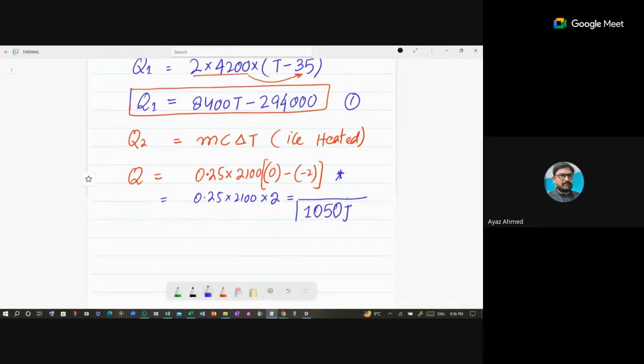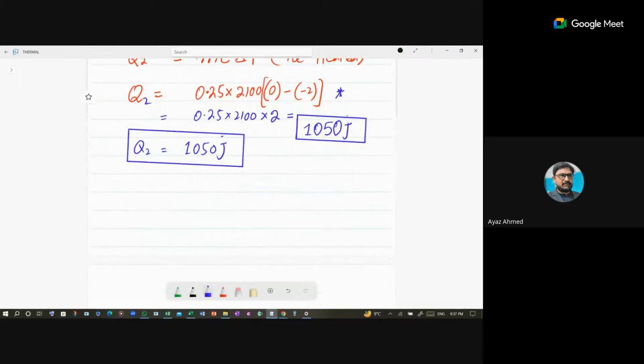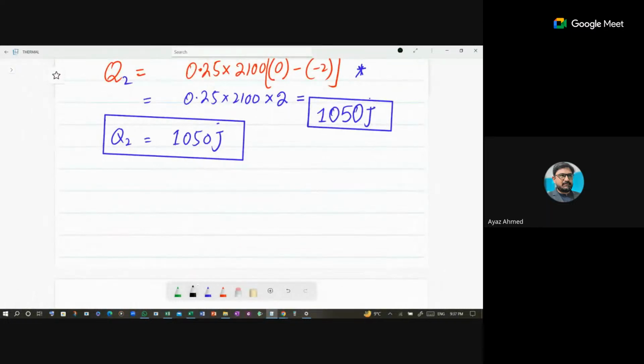वही लिखा था। ओके, सो दिस इज योर Q2। इसका मतलब ये हुआ कि Q2 इज यानी 1050 joule energy is used to heat up the ice, just to push the ice to its melting point. आपने इसको अभी मेल्ट नहीं किया, it is just pushed to melting point. अब Q3 आपके पास क्या है?